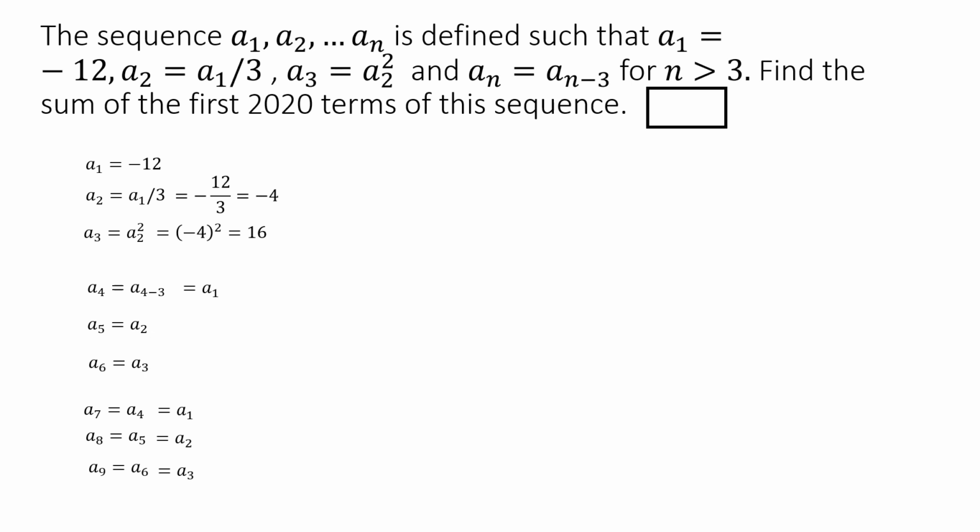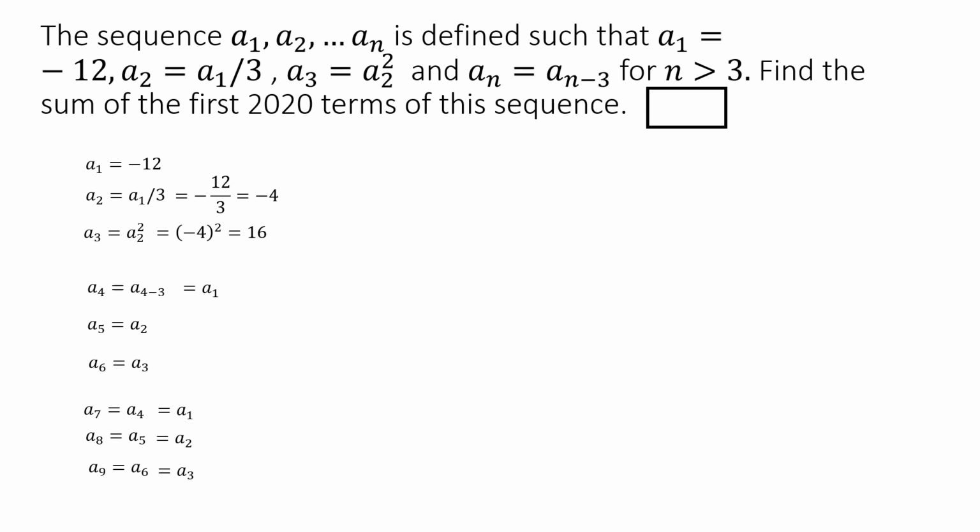So what we are finding in this particular sequence is that there's a repeating pattern. The terms repeat in blocks of 3. So we have A1, A2, A3, but then A4, A5, A6 are also equal to A1, A2, A3, and so are A7, A8, A9.